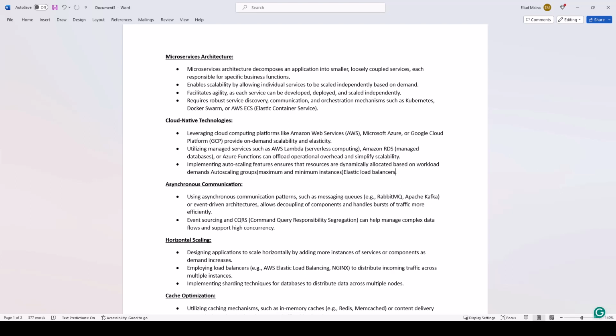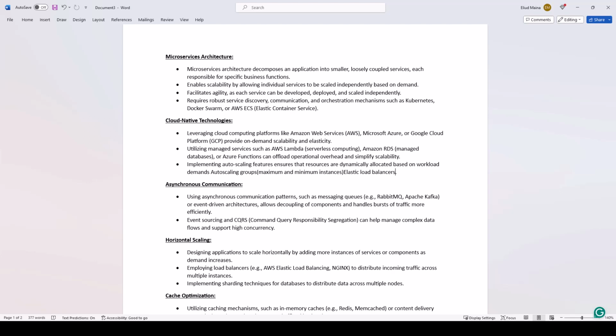One being a microservice architecture. Microservice architecture is just decomposing those monolithic applications that you have, which are very big, and coming up with a solution that enables scalability by allowing individual services to be scaled independently based on demand. We also have services like Kubernetes, Docker, Docker Swarm, Elastic Container Services. So breaking those monolith applications into microservices technology can help you scale some of your products, and especially those distributed services out there.